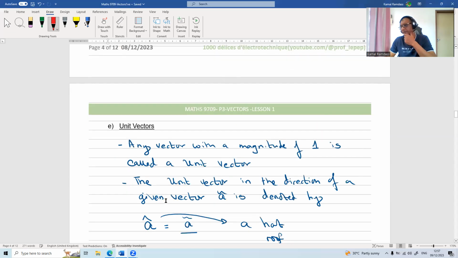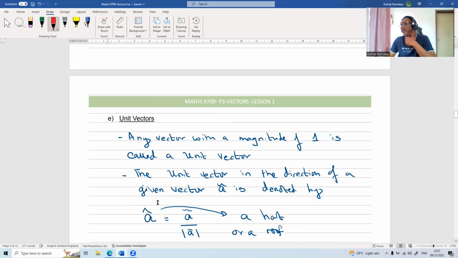Unit vectors. Bon, any vector with a magnitude of 1 is called a unit vector. Okay? When the magnitude of a vector is 1, it is called a unit vector. Good. The unit vector in the direction of a given vector A bar is denoted by a roof. Ou bien a hat. On appelle ça hat or roof.